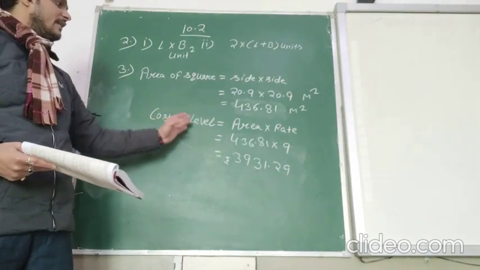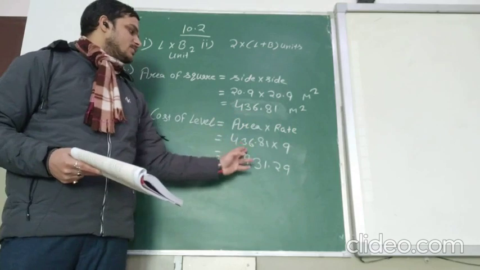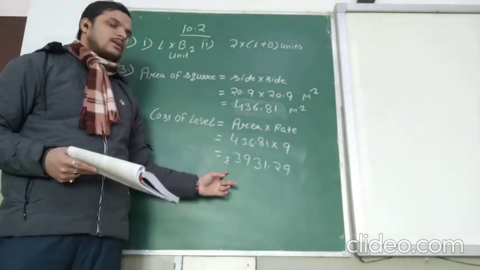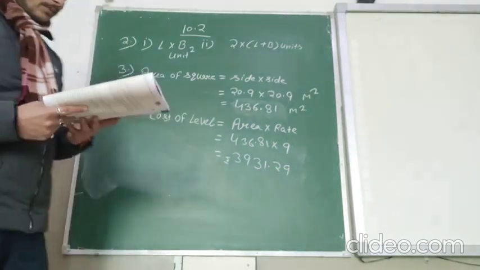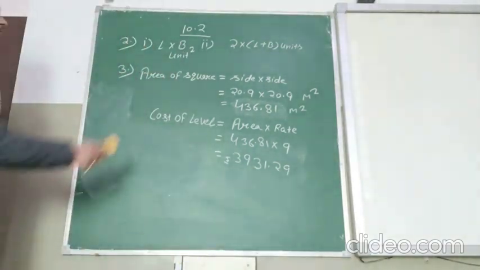After that, cost of leveling, area multiply rate. Area is 436.81 and the rate is given 9. The answer would be in the rupees 3931.29. Okay.